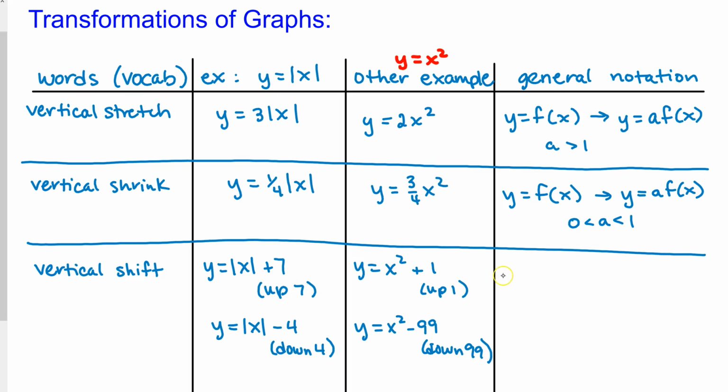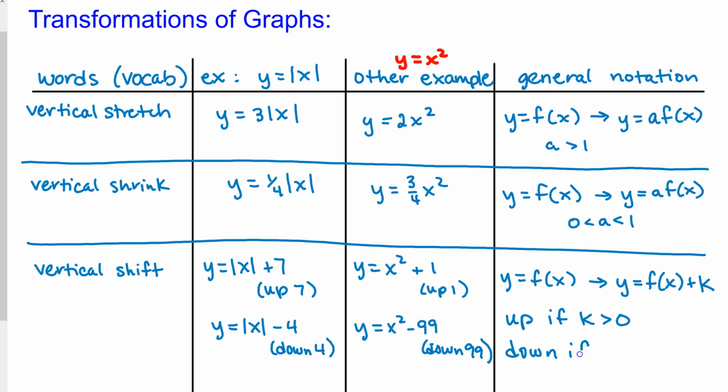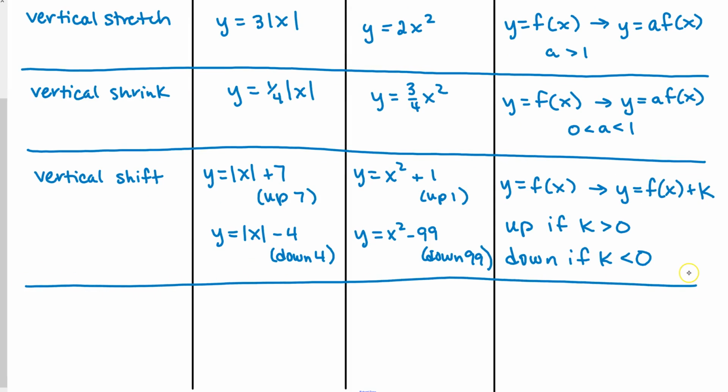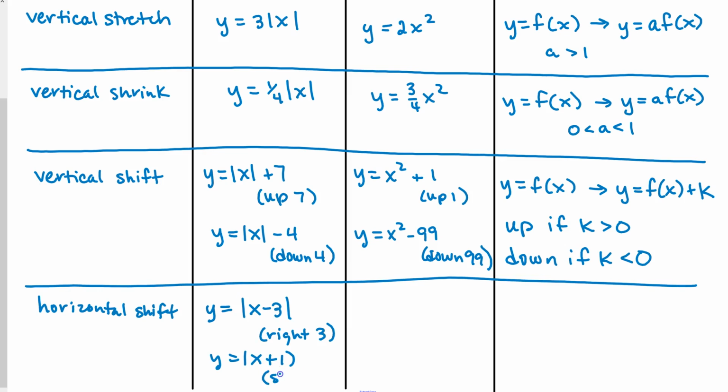So in general, we're going to say that if you start with y equals f of x, and you change it to y equals f of x plus k, it's going to be a shift up if k is greater than 0, and a shift down if k is less than 0. Okay, and then we have two more. We have a horizontal shift. So an example would be y equals the absolute value of x minus 3, and that would shift right 3. Or y equals the absolute value of x plus 1, and that would shift left 1.